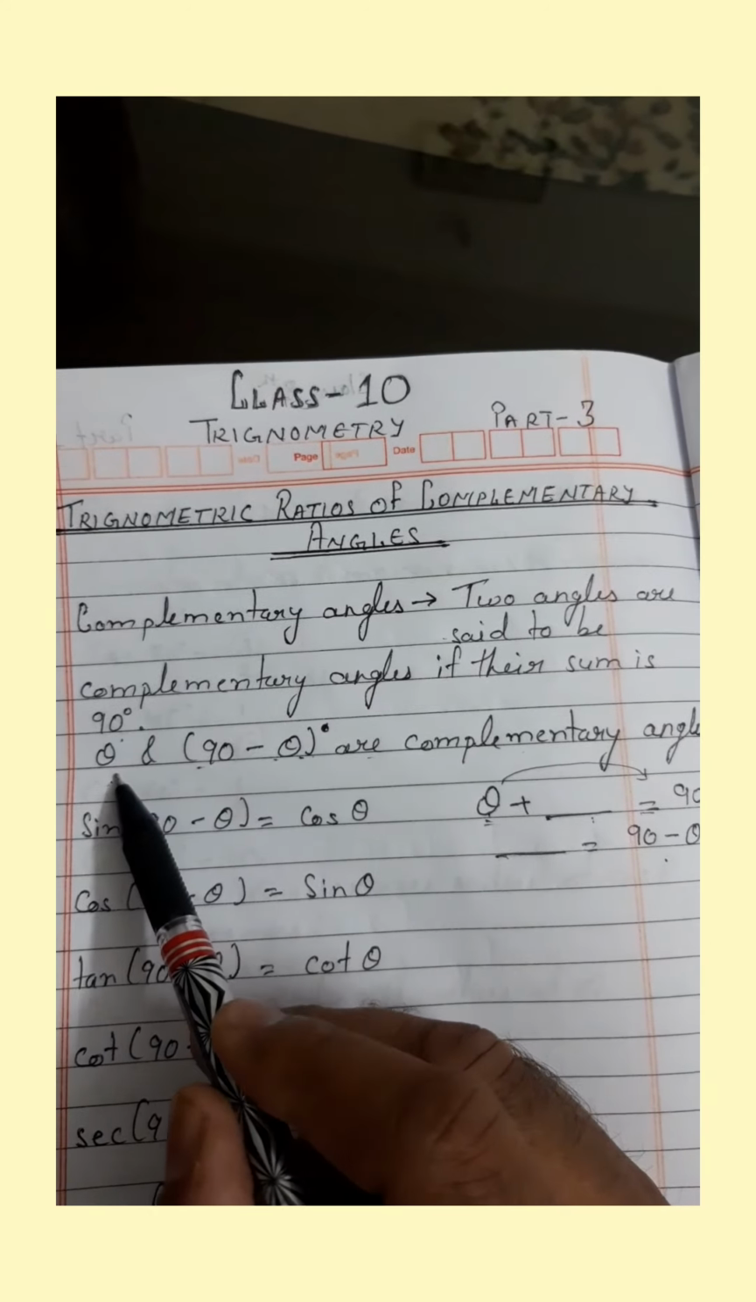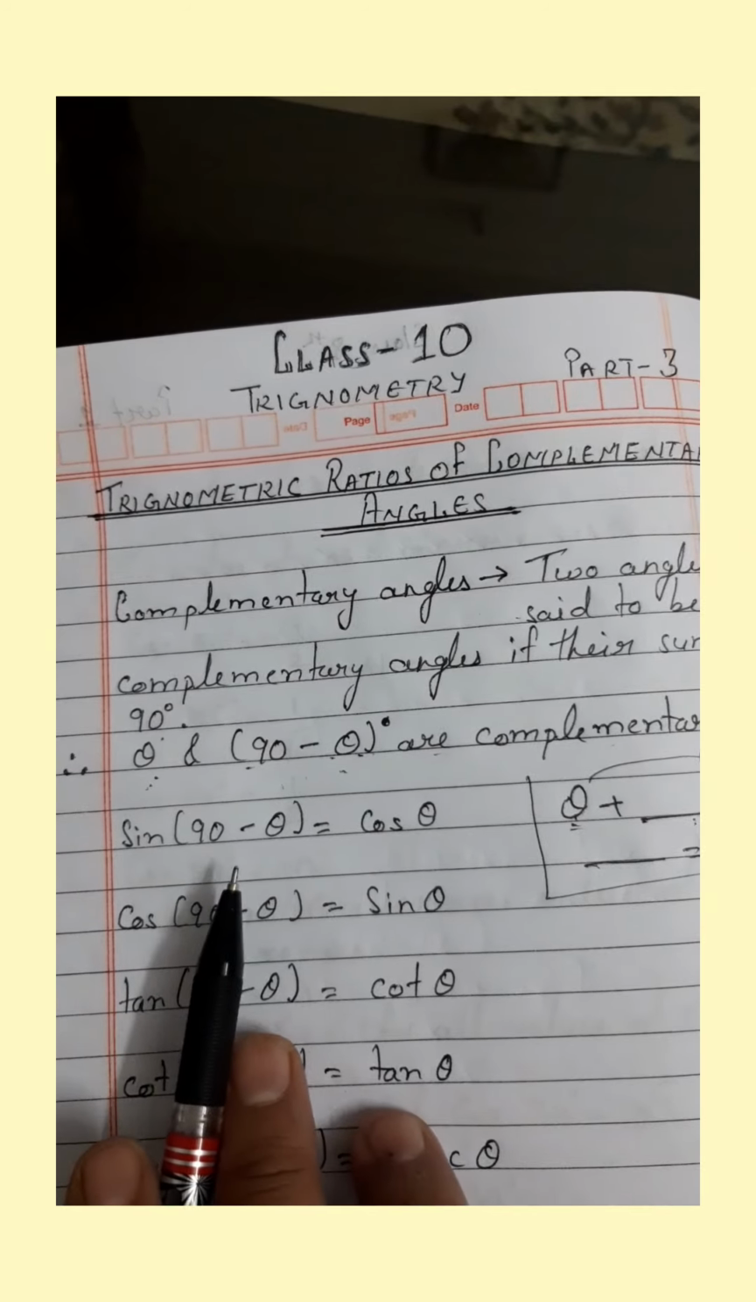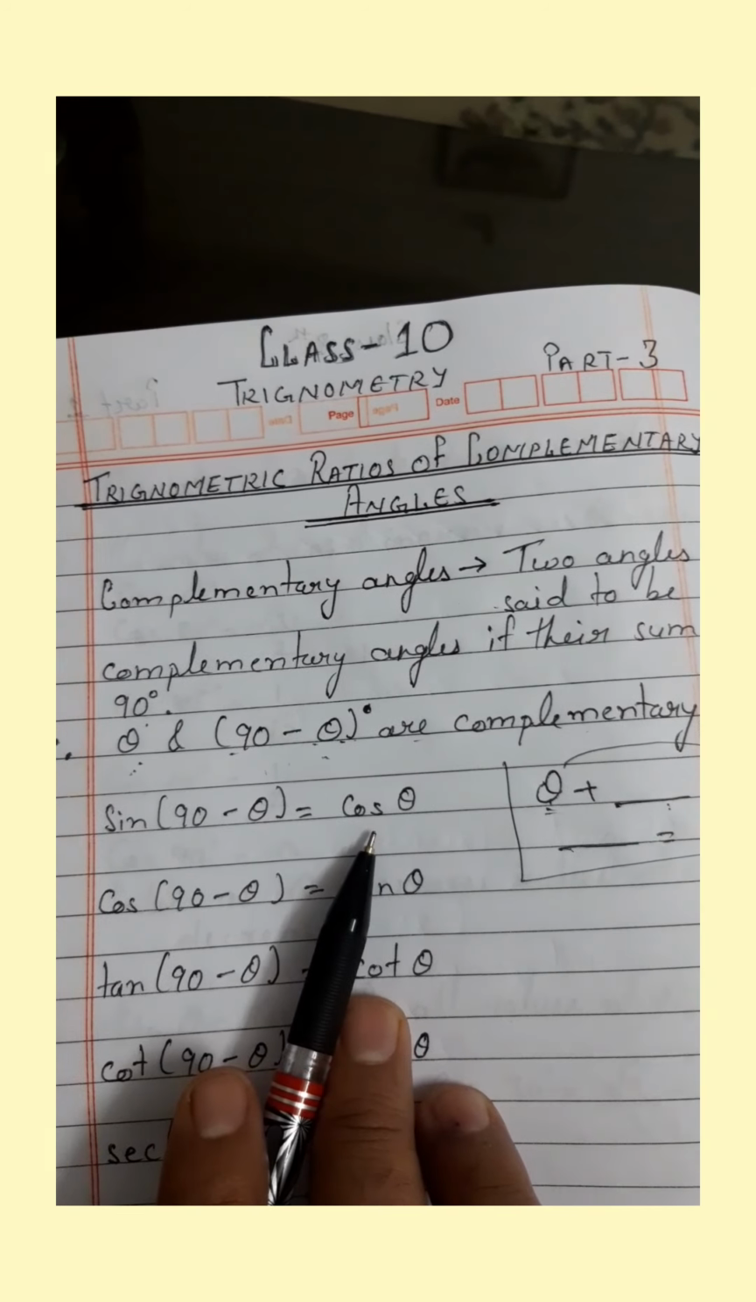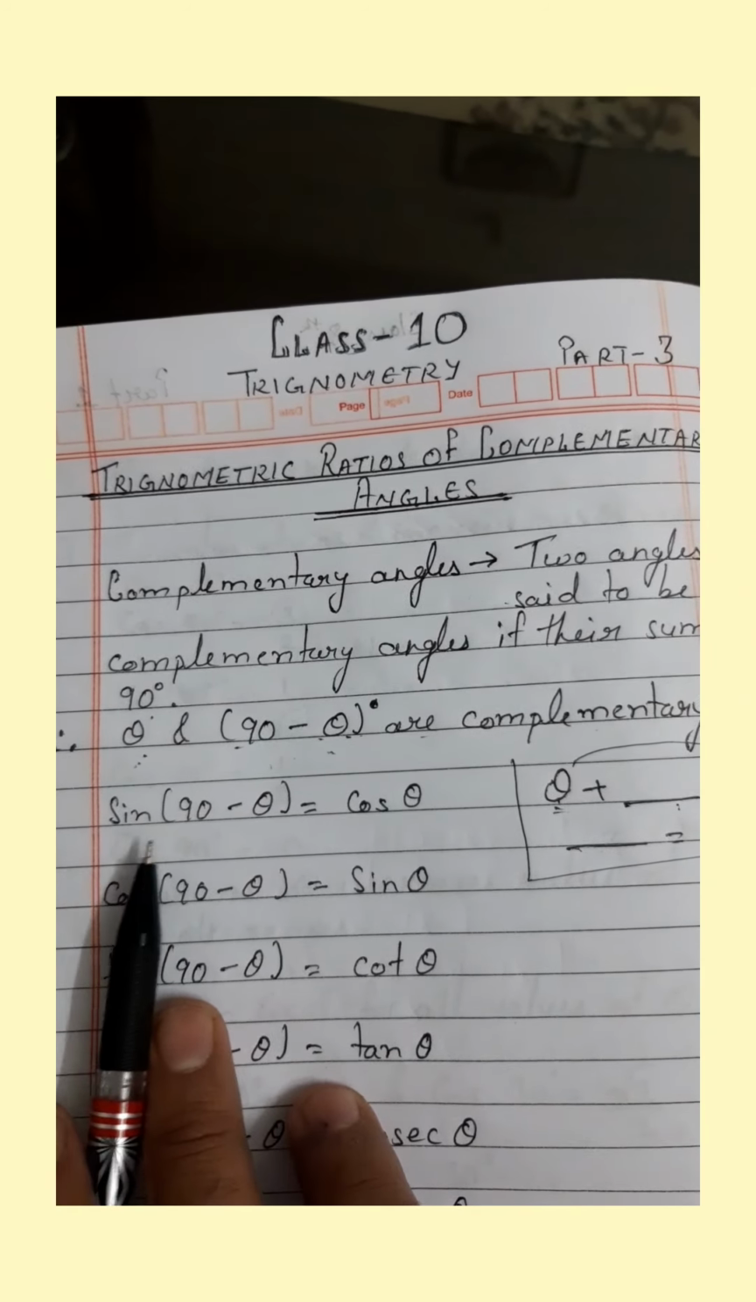Now here are some identities, or we can say trigonometric ratios in terms of complementary angles, right? So sin 90 minus theta equals cos theta, cos 90 minus theta equals sin theta, tan 90 minus theta equals cot theta, cot 90 minus theta equals tan theta, sec 90 minus theta equals cosec theta, cosec 90 minus theta equals sec theta, right? In my other video, you can see how we can derive these formulas.